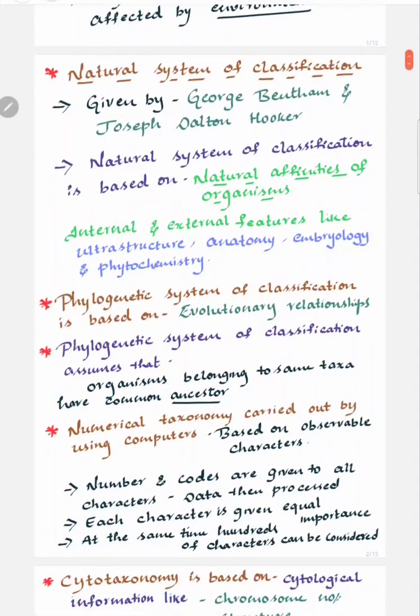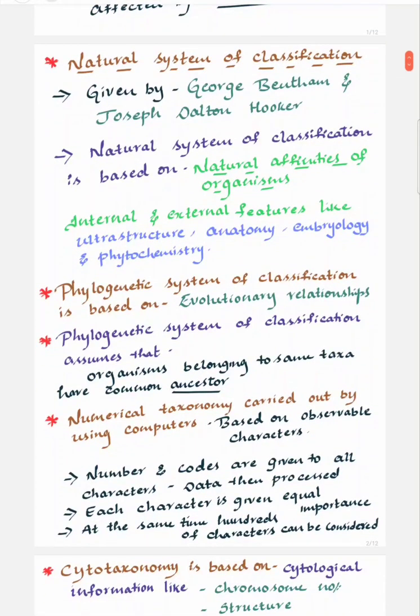Next, the natural system of classification. It was given by George Bentham and Joseph Dalton Hooker. The natural system of classification is based on natural affinities of organisms, internal and external factors or features like ultrastructure, anatomy, embryology and phytochemistry.